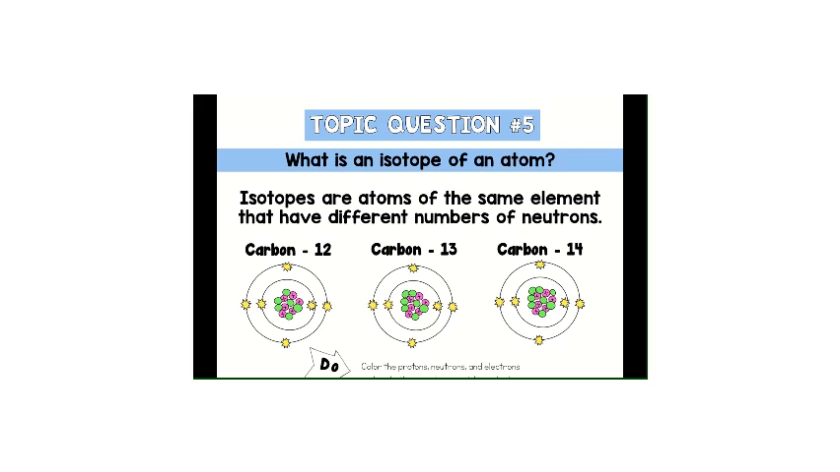So the next question, topic 5, is what is an isotope of an atom, okay? Think of an isotope like different flavors of ice cream, right? Ice cream is still ice cream, but you could have chocolate, vanilla, strawberry. So here we have carbon as our flavor of ice cream, but we can have carbon 12, 13, or 14. And essentially, if you look closely here, you'll notice that this number attached to the end is the number of protons and neutrons added together.